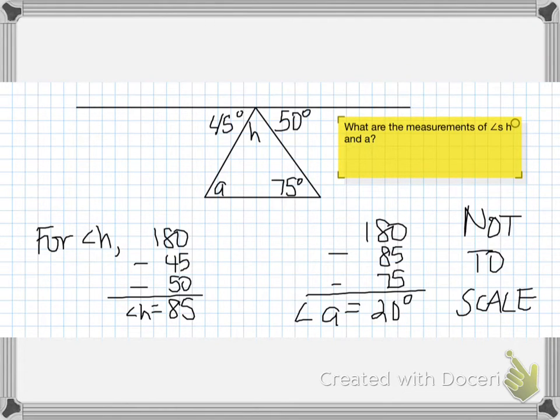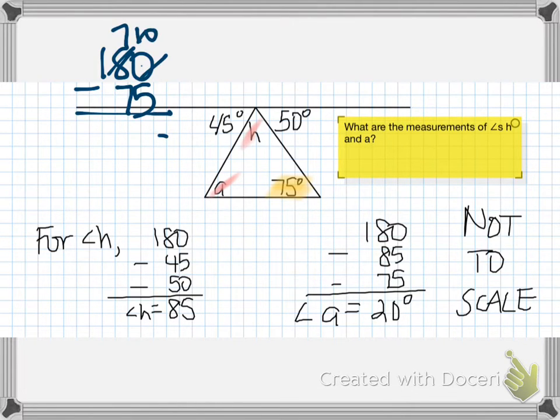Okay, so let's look carefully. I'm being asked to figure out H and A. I'm given one measurement, which is 75. So with that information, I can figure out what the sum of A and H equal. A and H together would be 180 minus 75. And that would be 105 degrees, both of those.